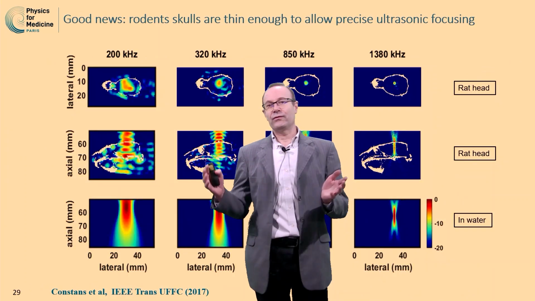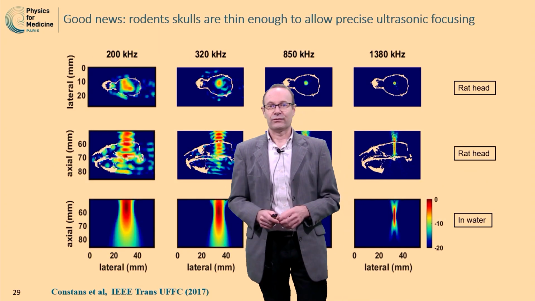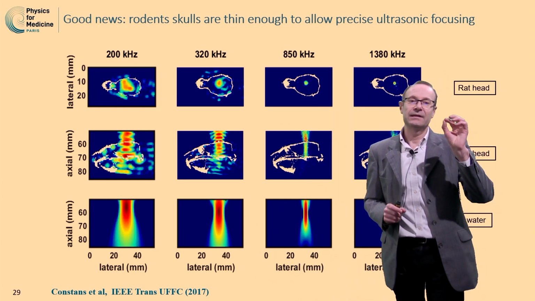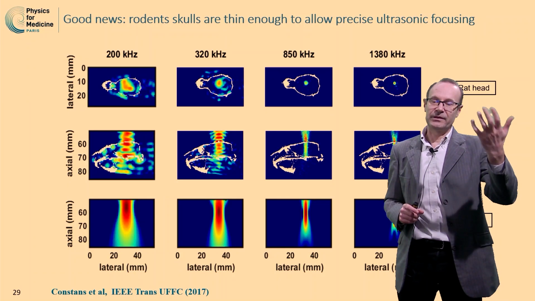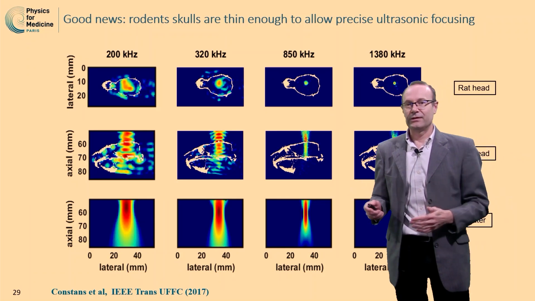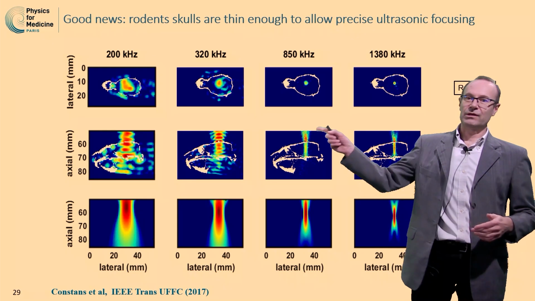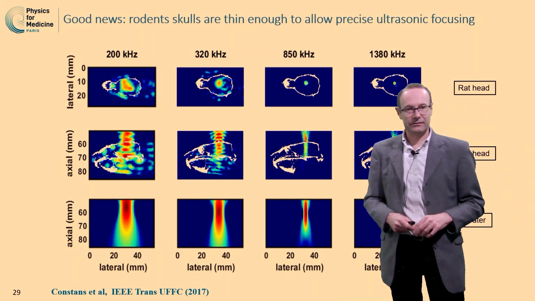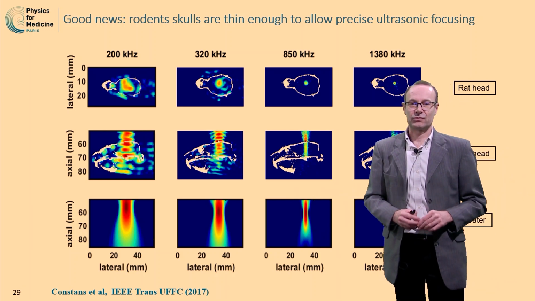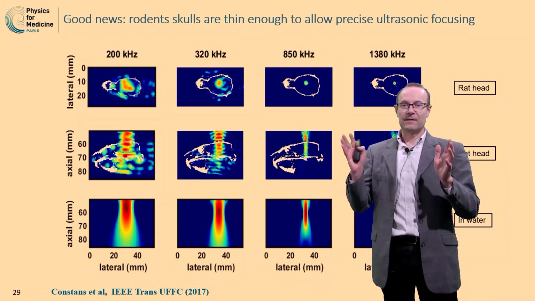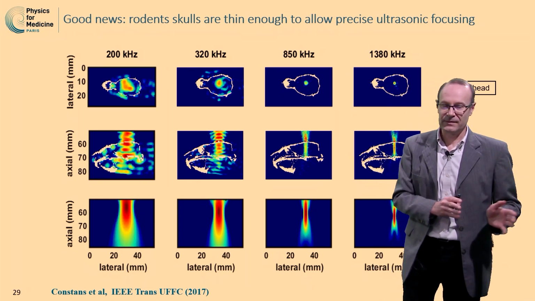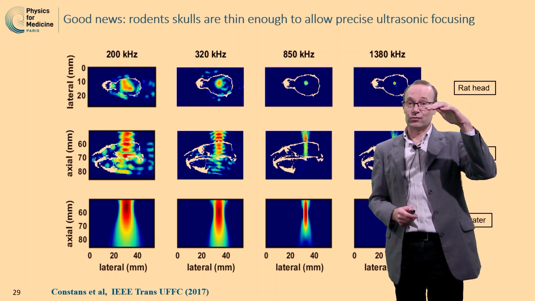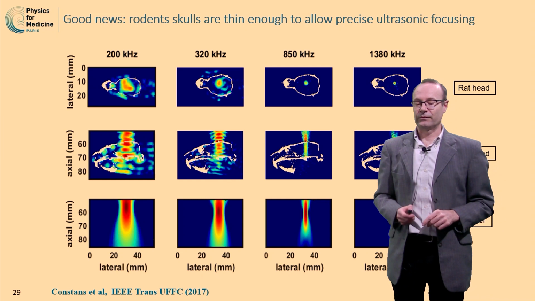Now, the good news for rodent application for mice and rats is that the skull is thin enough so that the aberrations induced by the skull are negligible. And you see here a wide range of frequencies where it is possible to restore quite a good focusing even without compensating the aberrations. So be careful, this is valid only for rats and mice, not for humans. But at least for mice, there are lots of studies that can be done with single element transducers without taking into account the effect of the skull.